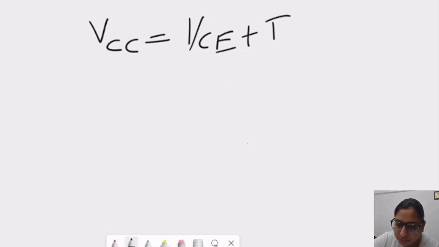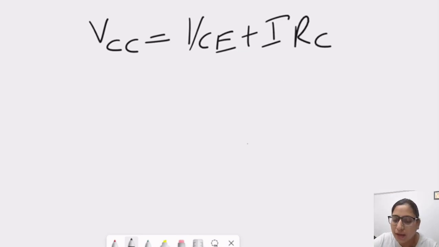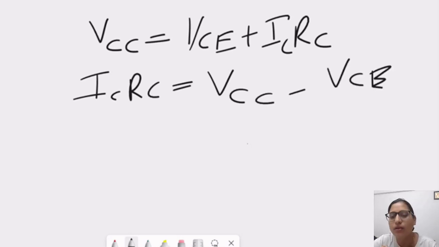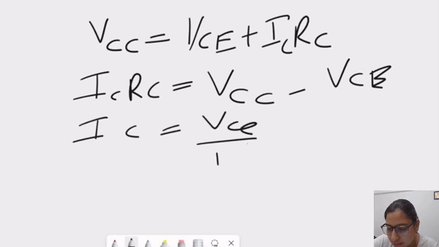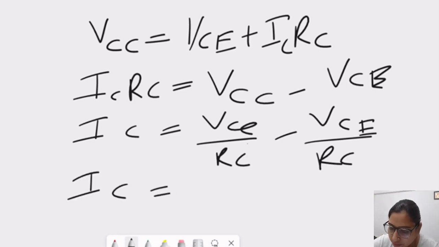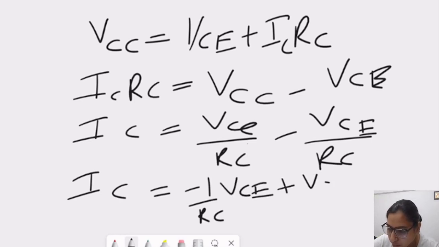We will start with our basic equation, which is VCC equal to VCE plus IC times RC. Now in DC analysis, we have to find the value of IC. So we keep IC times RC on one side and VCC minus VCE, these two voltages, on the other side. So IC is VCC upon RC minus VCE upon RC. So we write IC equal to minus 1 upon RC times VCE, plus the second term, VCC upon RC.